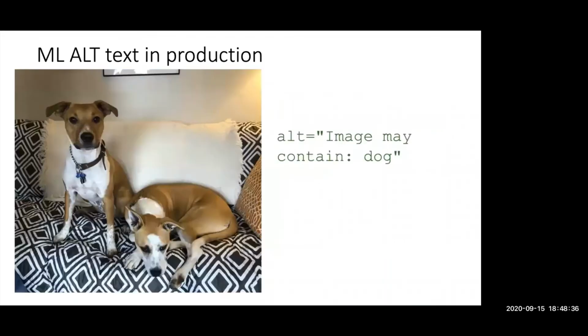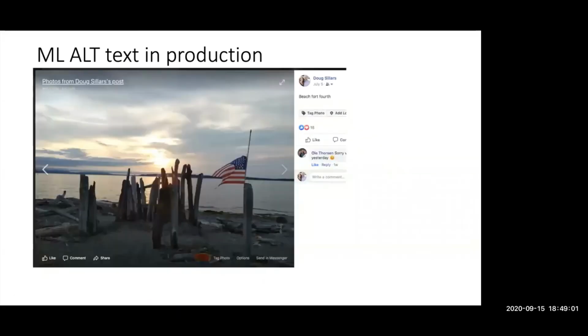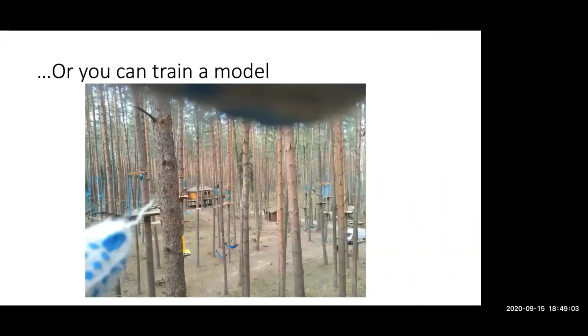Here's another example where it says image might contain dog. Again, kind of useless because there's two dogs, and the "image may contain" is kind of like, we're not sure, and so if we're wrong, don't sue us or whatever. But this is sort of what's happening now. This is live on Facebook today. You can only imagine it's going to get better and be cooler as time goes on.